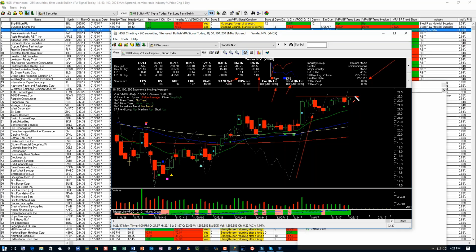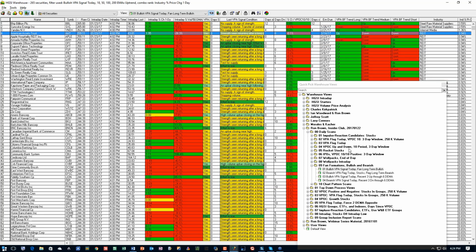The group rank is only 56, but this is based upon like 6 months with I believe it's 70% of the emphasis on the last 3 months. So the group rank number lags. That's why I like to look at the group index in the chart, because you get a visual of what's happening now. Okay? All right, so that's to the upside. I'm going to move on.